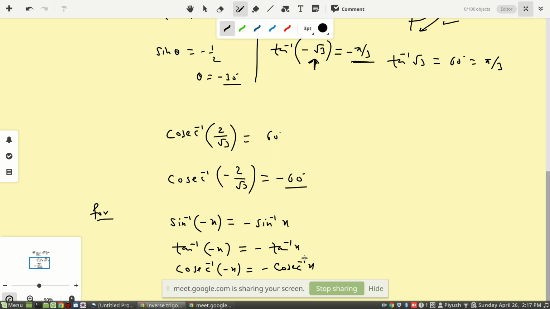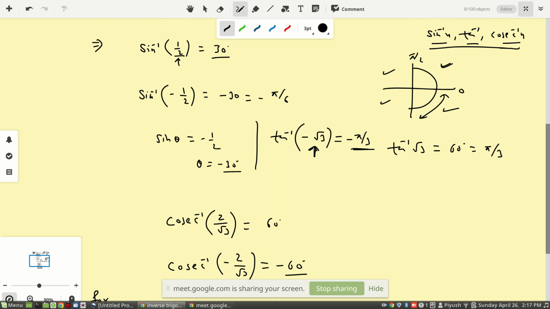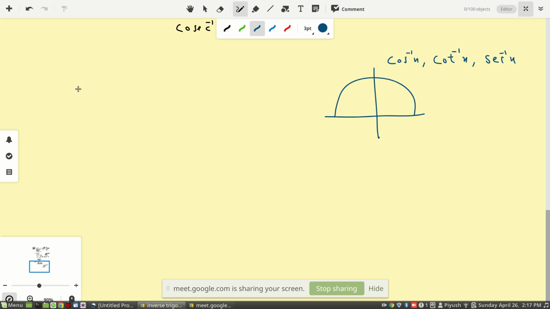Now this is the case for these three trigonometries: one is sine inverse, one is tan inverse, one is cosec inverse. Now what about the other three? Let's figure that out also. So for the other three cases, which come in this region, those three are cos inverse x, cot inverse x and sec inverse x.